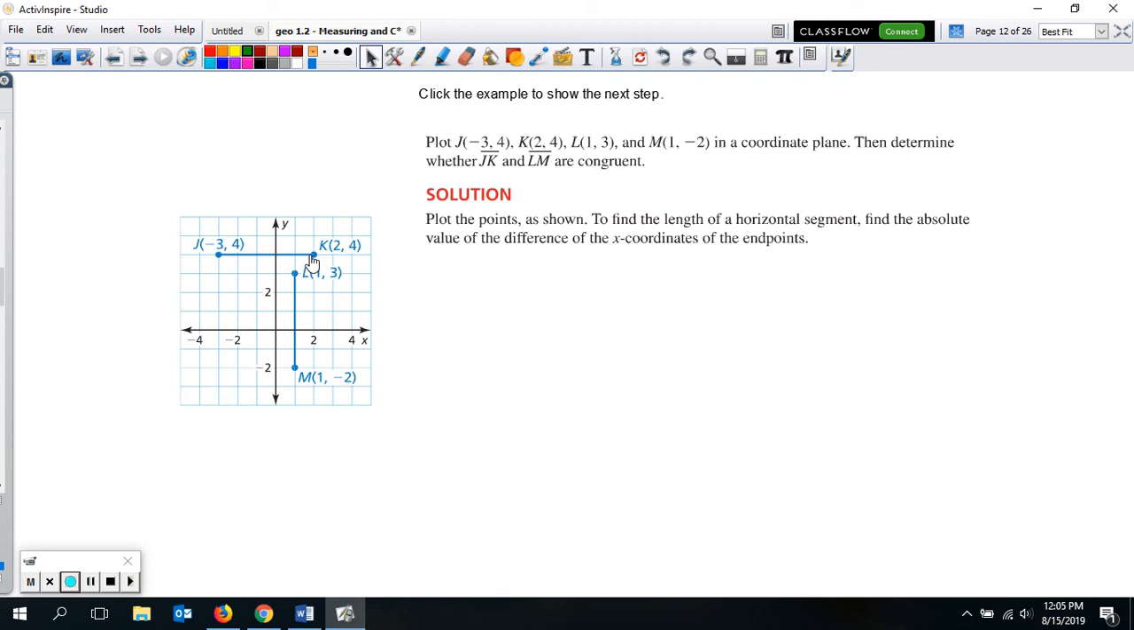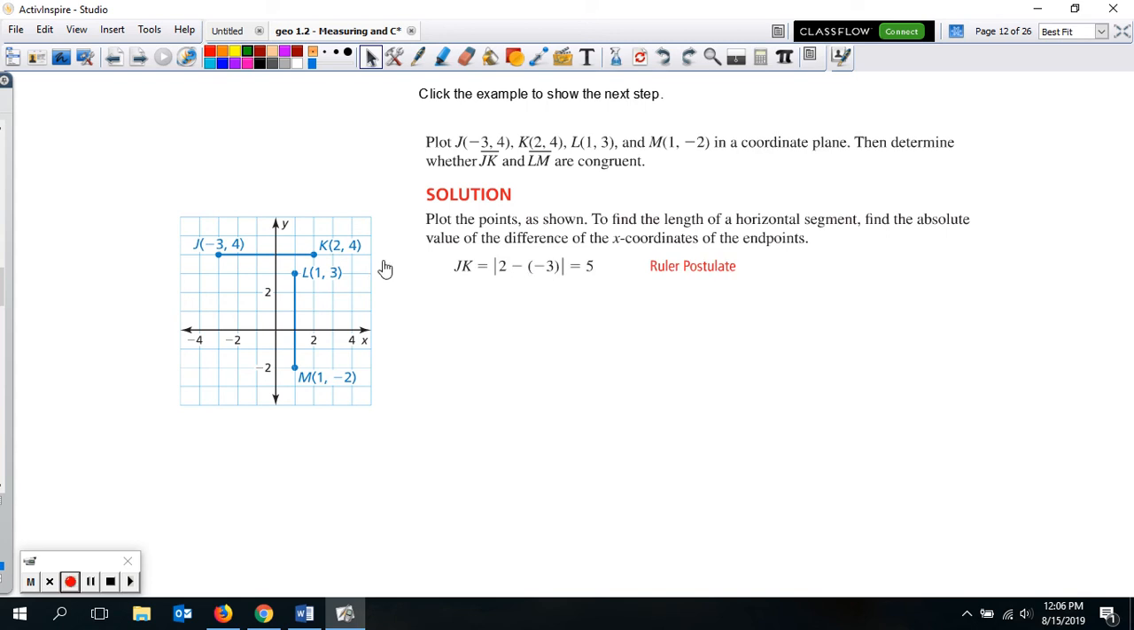Now I know on a coordinate plane, you can simply just count the boxes if it's that simple. So you can say 1, 2, 3, 4, 5, and that'd be fine. You could also do what we said before is, since this is a horizontal line, you could look at these X numbers, subtract them, take the difference, and then the absolute value. That's what it's showing you here.